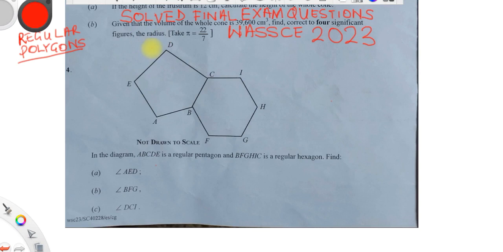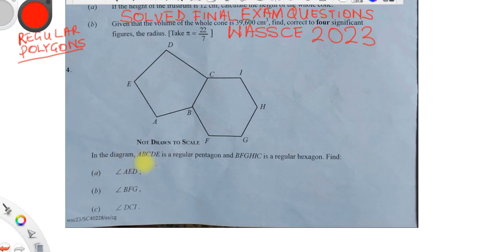This is the continuation of a series of lessons on regular polygons. We are still looking at solving WASSCE final exam questions. This is WASSCE 2023, question number 4. This is a compulsory question, section B, paper 2. The question says it is not drawn to scale.